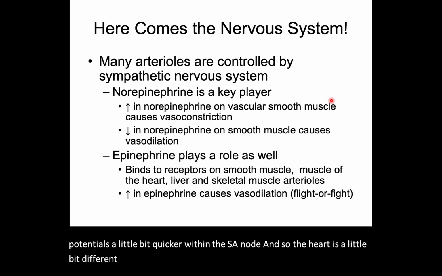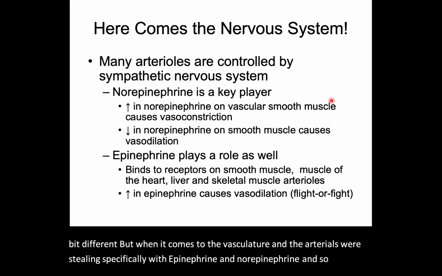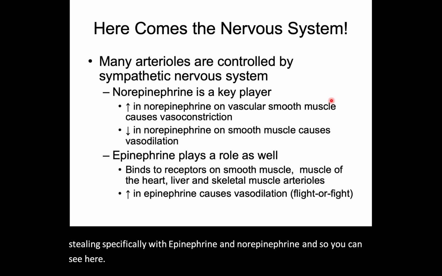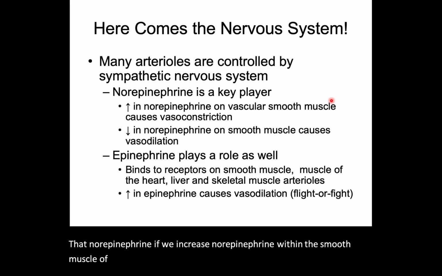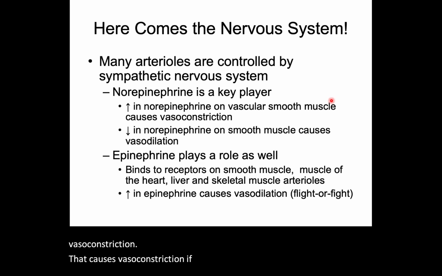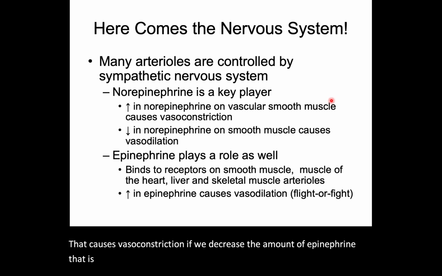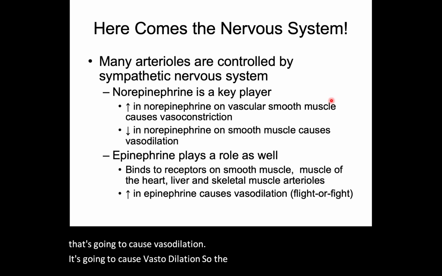But when it comes to the vasculature and the arterioles, we're dealing specifically with epinephrine and norepinephrine. And so you can see here that if we increase norepinephrine within the smooth muscle of the tunica media, within the arterioles, that causes vasoconstriction. Right? That causes vasoconstriction. If we decrease the amount of norepinephrine within the smooth muscle of the tunica media, within the arterioles, that's going to cause vasodilation. It's going to cause vasodilation, so the vessels relax.